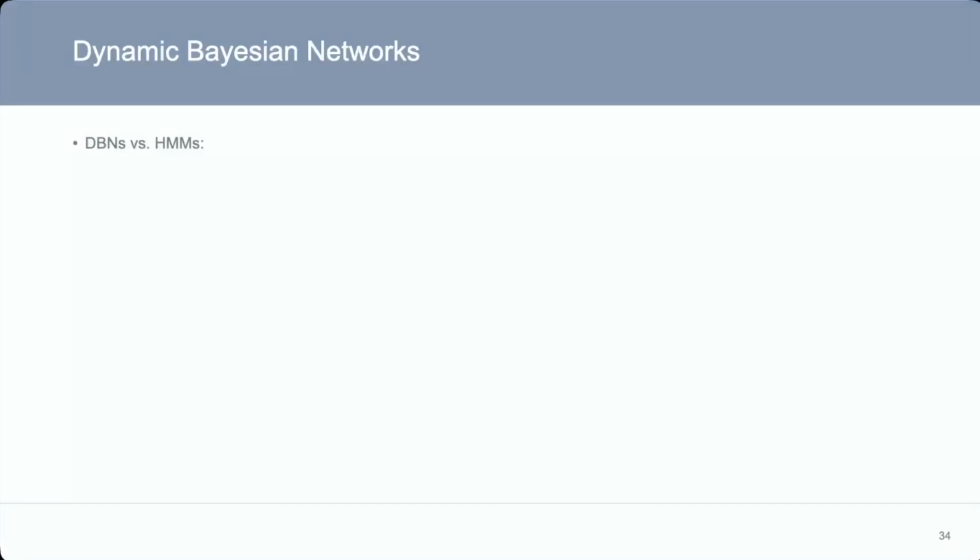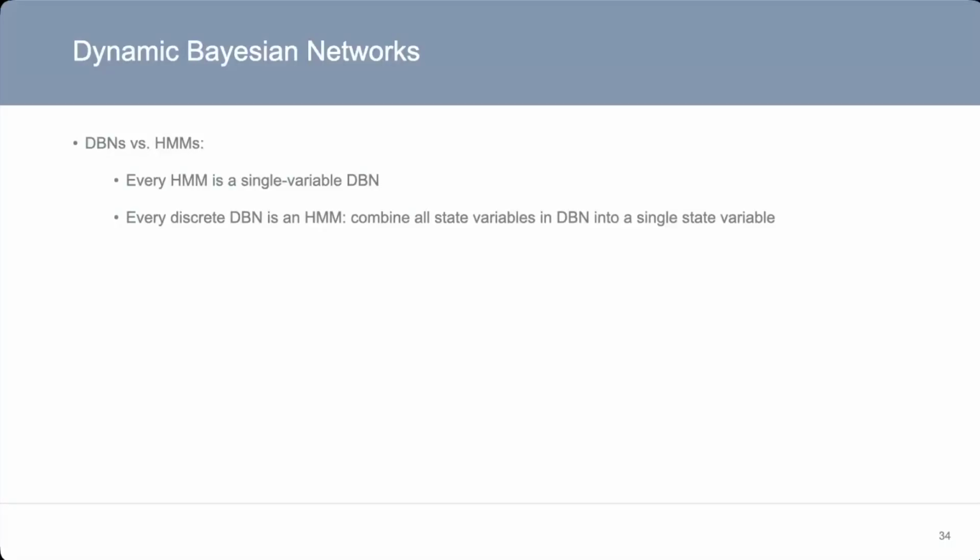Now, one thing to note here is that every hidden Markov model is a single variable dynamic Bayesian network. And every discrete dynamic Bayesian network can be converted into an HMM if we combine all state variables in a DBN into a single state variable in the HMM.